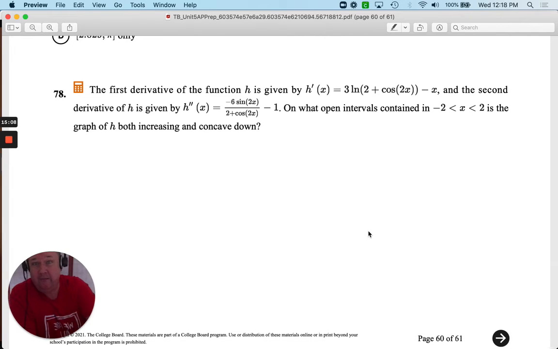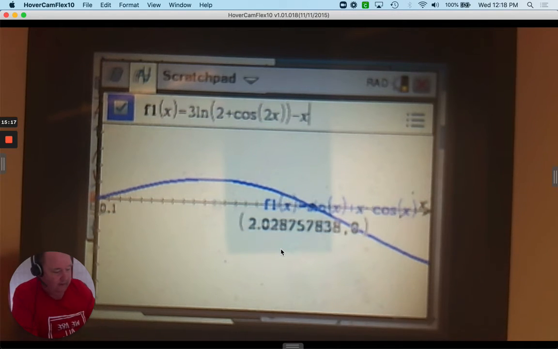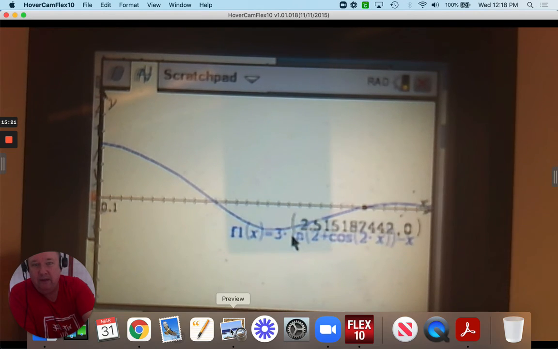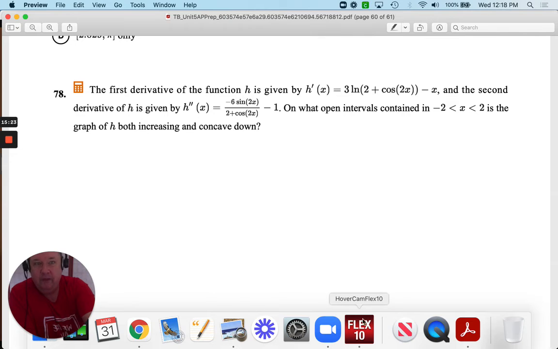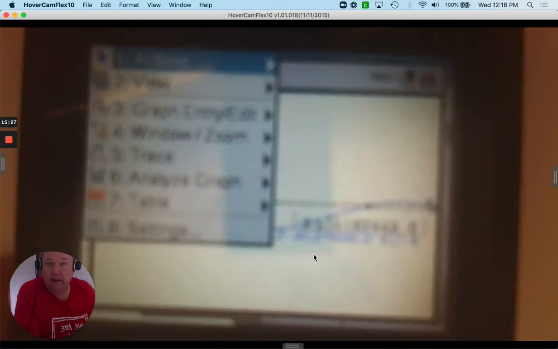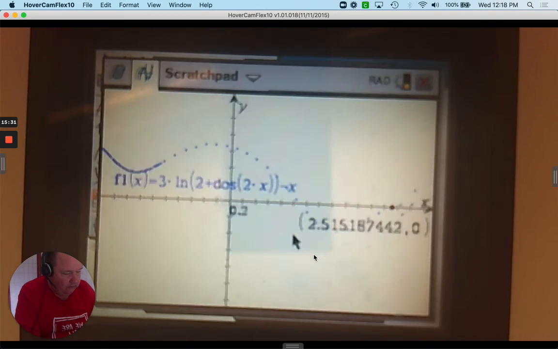I'm going to tell you what I'm looking for. So again, we're looking for increasing and concave down. Increasing and concave down. Oh, I have to make sure I have my interval. And that's from -2 to 2. So menu, window, from -2 to +2.